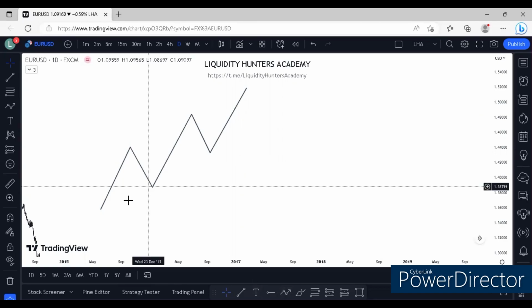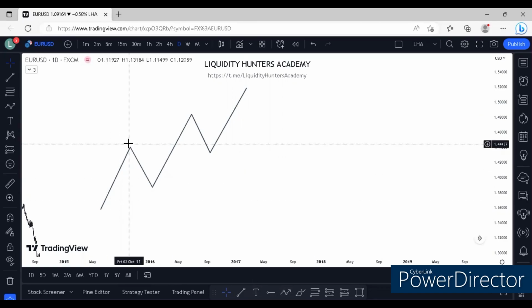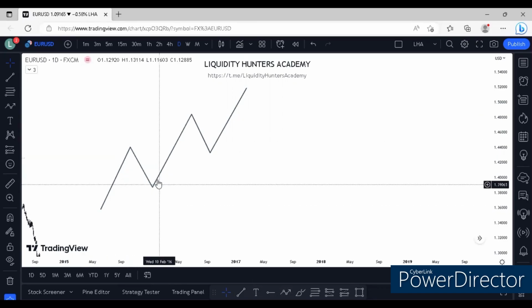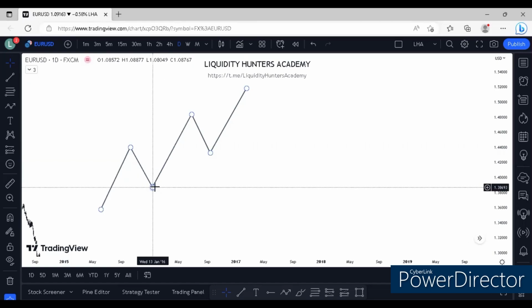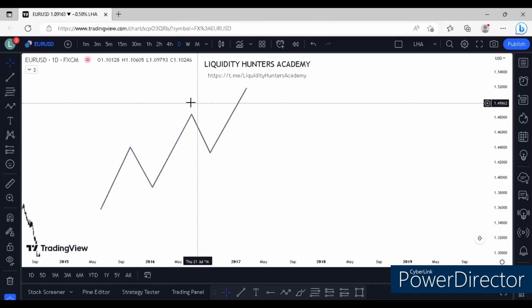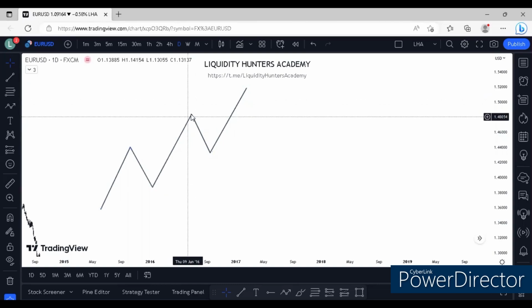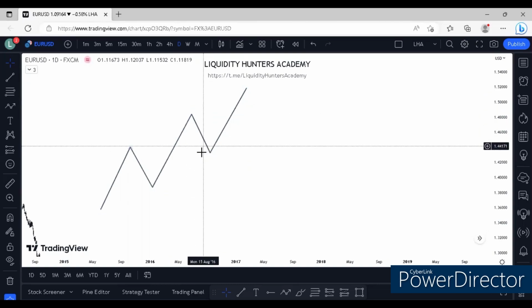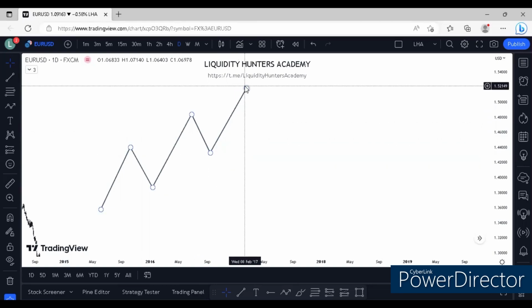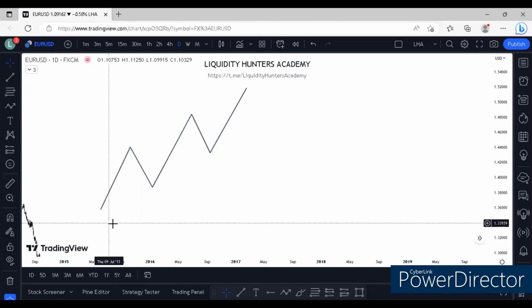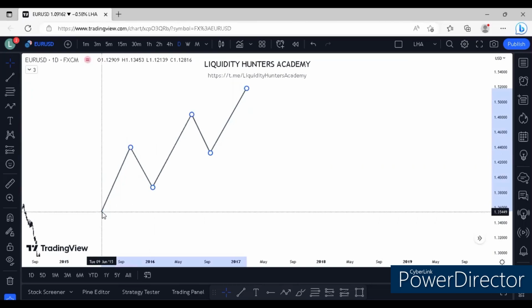Okay, so here we can see that price is moving, creating a high and then retracing into a low. And this low is breaking this high and printing another higher high. And then price retraces back, prints another higher low, and then moves up again and creates a higher high. This is called an uptrend. And this is when we are bullish in the market.